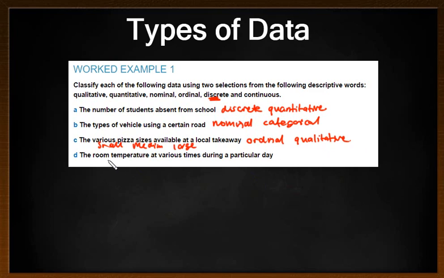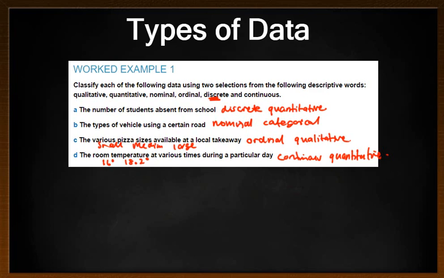And the last one, the room temperature at various times. So I'll be giving things like 16 degrees, or it could be 18.2 degrees, so they're numbers. And of course, I can have a decimal temperature. So in this case, we're going to call this continuous, and it's going to be quantitative or numerical. Okay, hopefully you got all those ones correct.